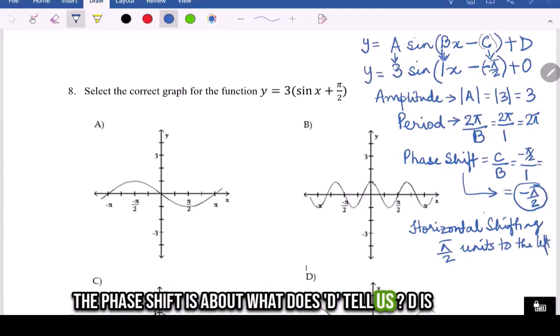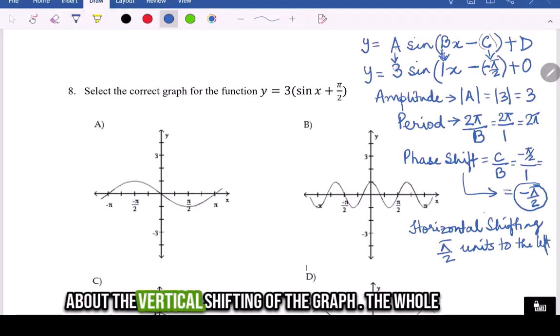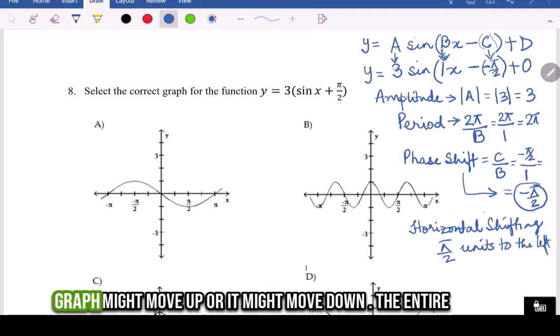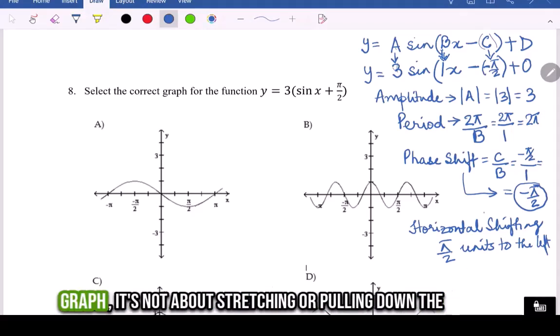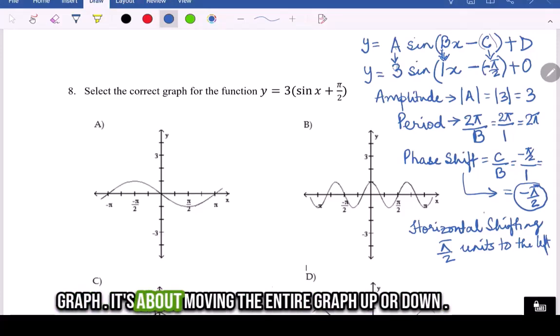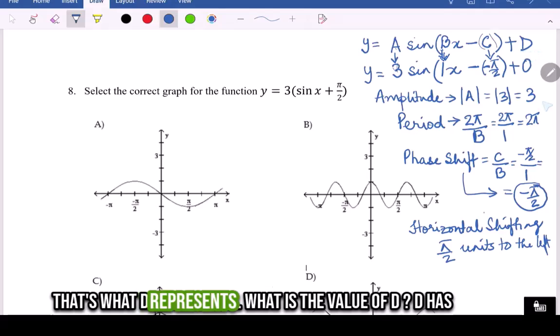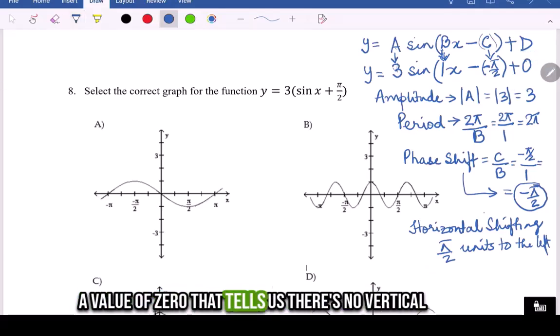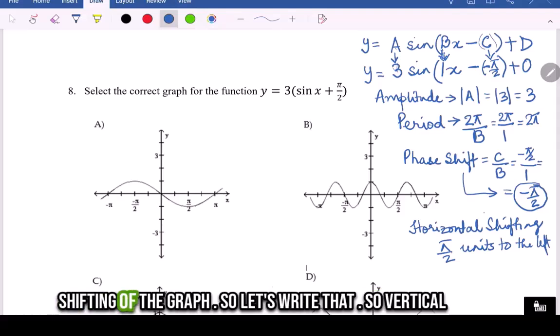What does D tell us? D is about the vertical shifting of the graph. The whole graph might move up or it might move down. The entire graph. It's not about stretching or pulling down the graph. It's about moving the entire graph up or down. That's what D represents. What is the value of D? D has a value of 0. That tells us there's no vertical shifting of the graph.